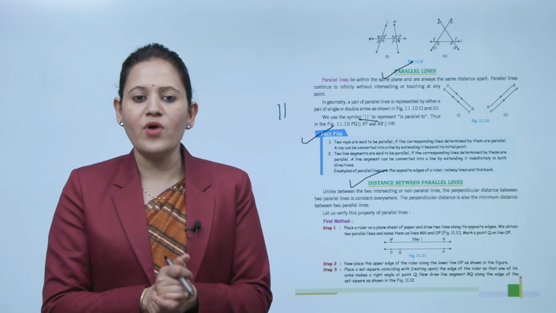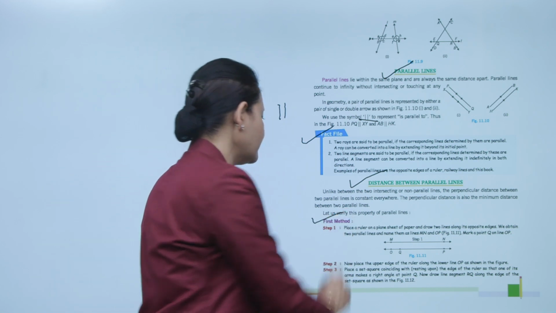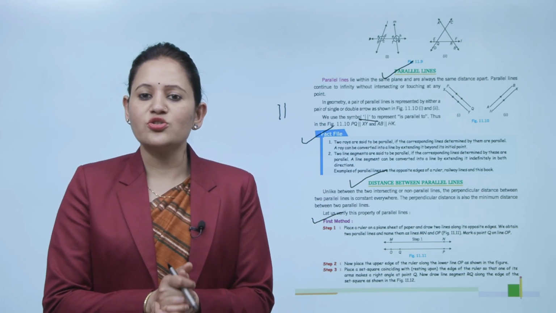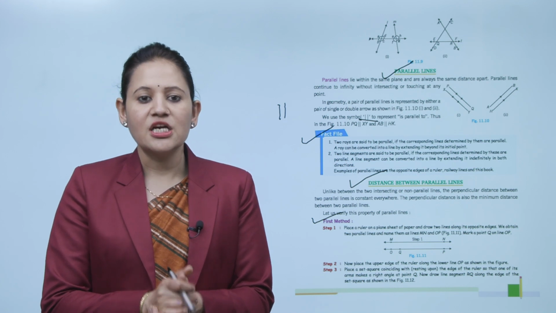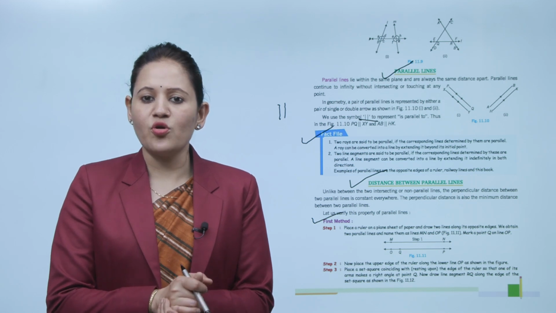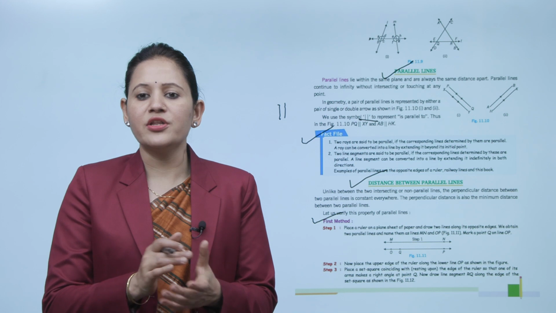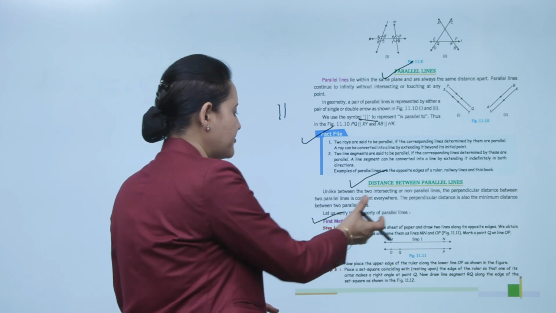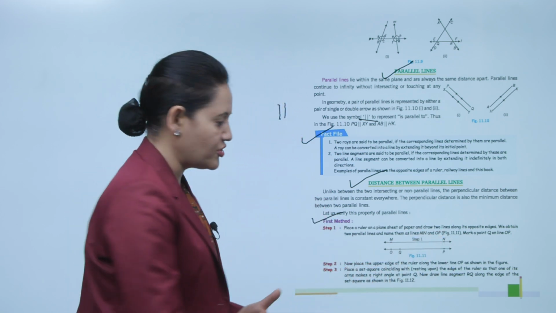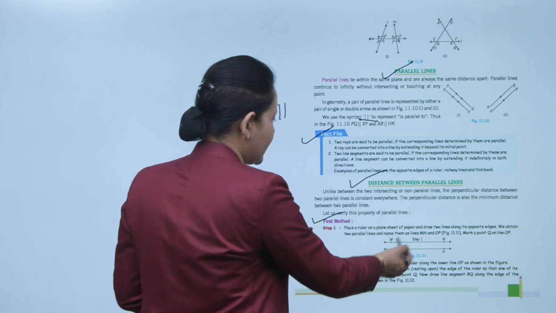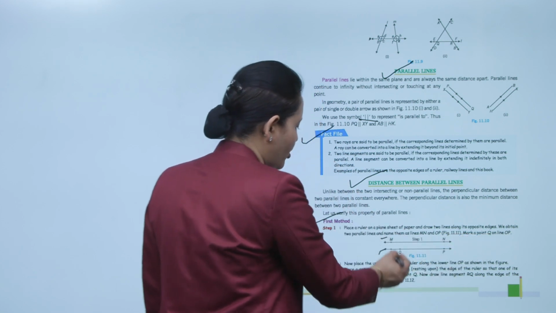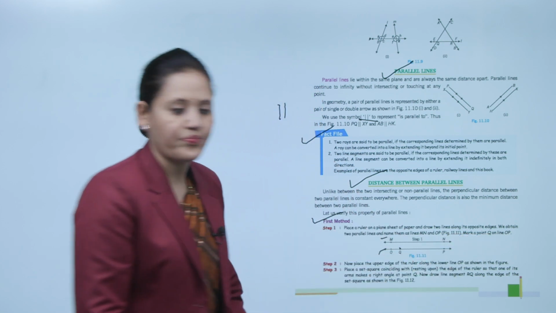So, first method. Step 1: Place a ruler on a plain sheet of paper and draw two lines along its opposite edges. We obtain two parallel lines and name them MN and OP. Mark a point Q on the line OP. So, we have taken a ruler, placed it here and drawn two lines along the edges. We name them MN and OP. Now we have marked point Q on OP. This is the point Q.